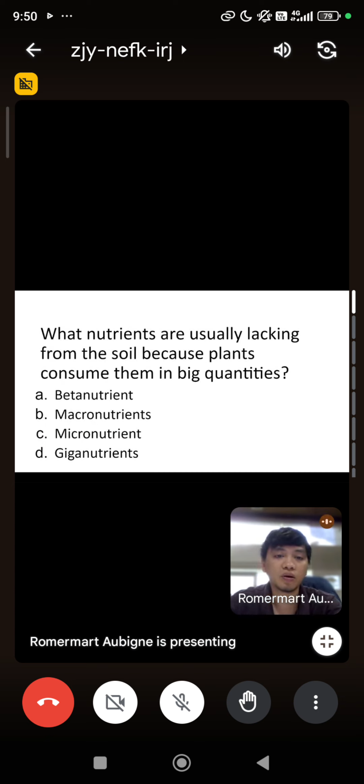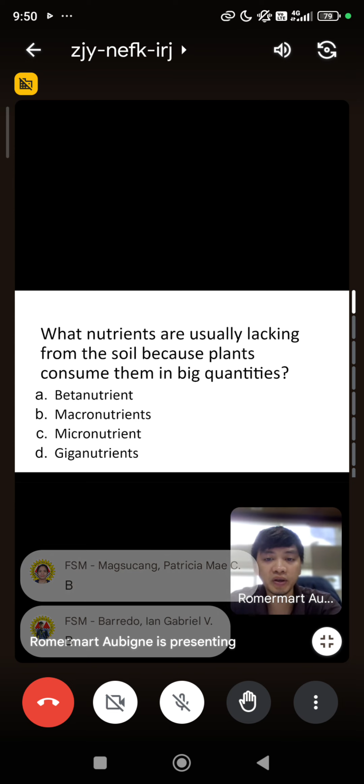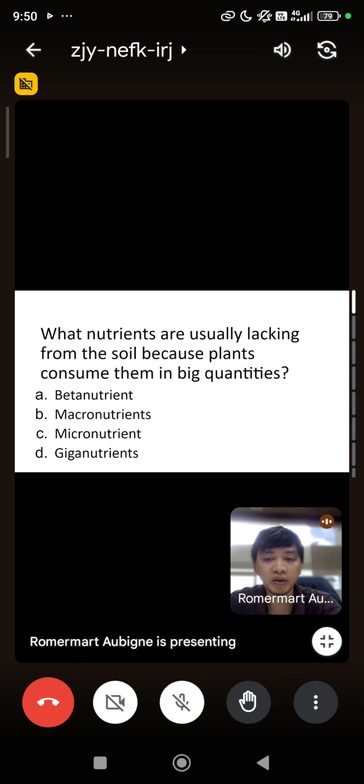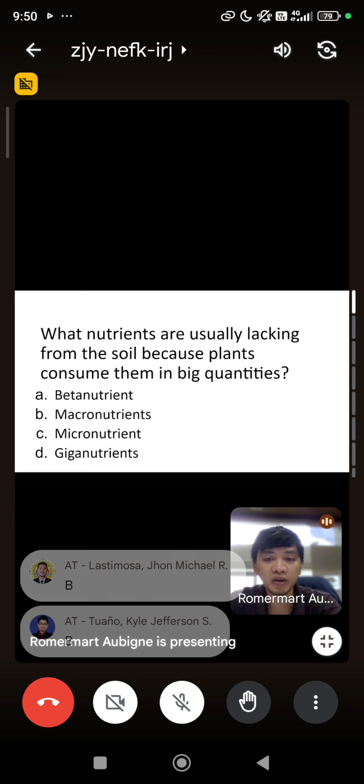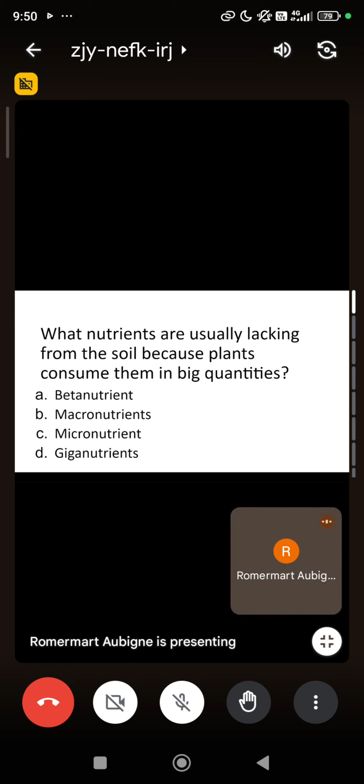So next, what nutrients are usually lacking from the soil because plants consume them in big quantities? A. Beta nutrients, B. Macronutrients, C. Micronutrients, D. Giganutrients. Meron bang beta and giganutrients?